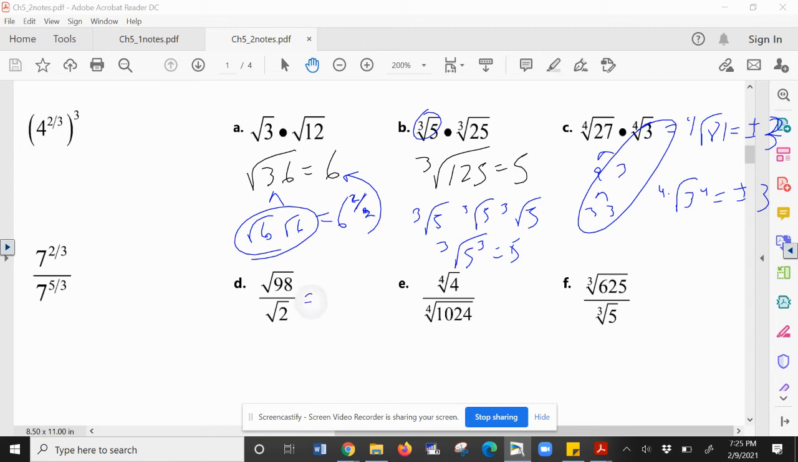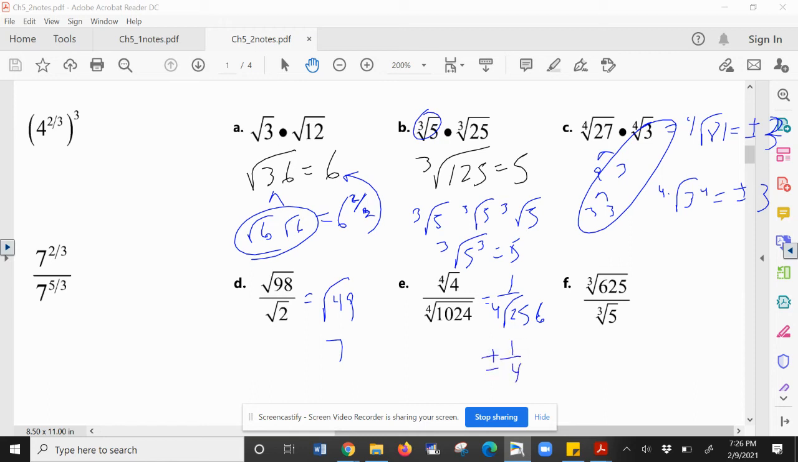All right, so let's see. 98 divided by 2 is 49, because they're both underneath the radical. This one over here, I guess I could divide it out and say 4 goes in there 256 times. And I know that 16 times 16 is 256. So I'm going to guess that this one is 1/4.